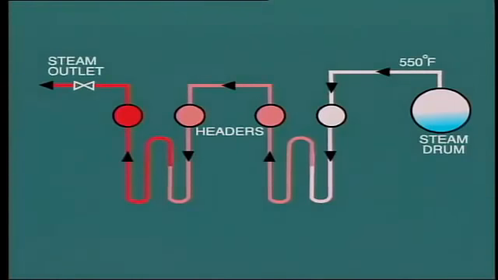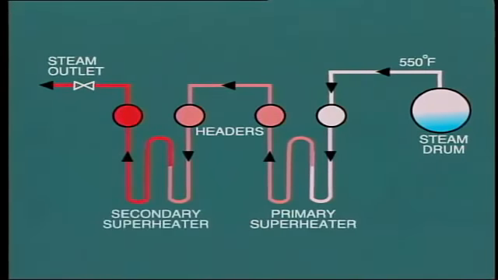In many installations, the superheater is divided into two sections known as the primary and secondary. The primary bank of tubes will raise the steam temperature to about 750 degrees Fahrenheit, while the secondary superheater bank increases temperature to the rated value, say 950 degrees Fahrenheit. So this scheme actually provides two banks of superheaters in series.